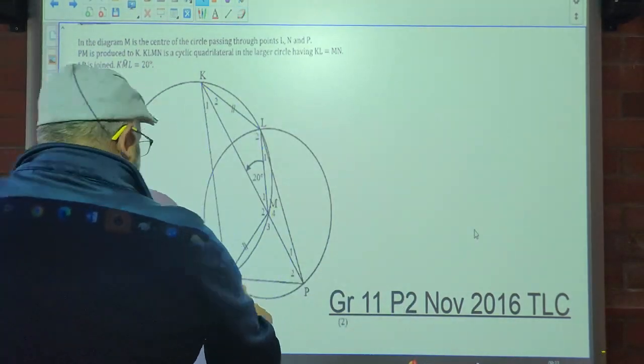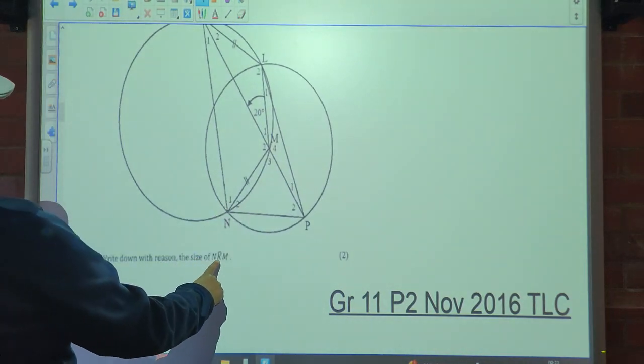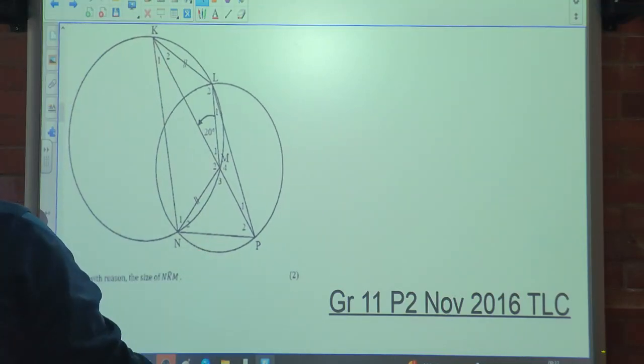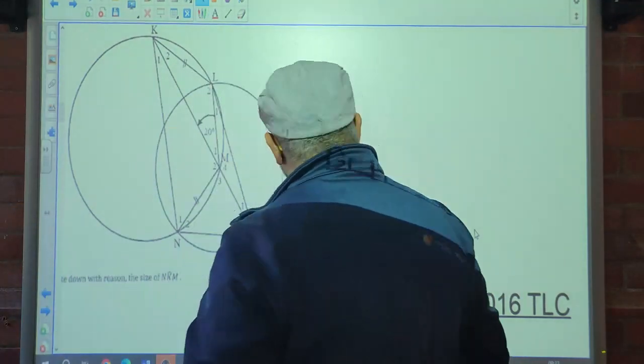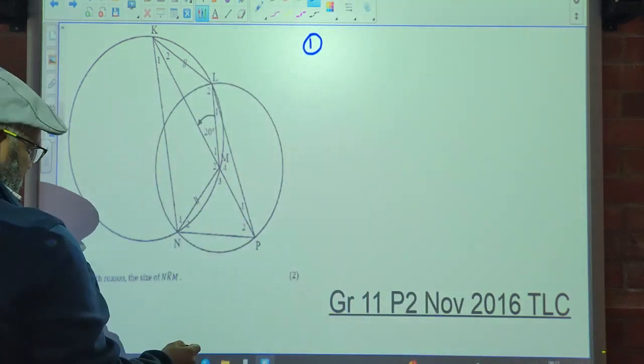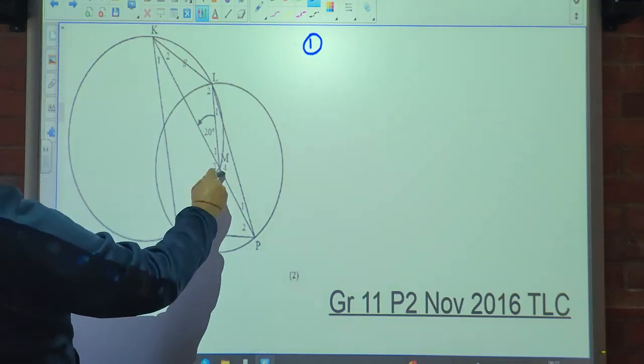As you can see, the diagram is very busy. The question says write down with reason the size of NKM. NKM. So this angle here.